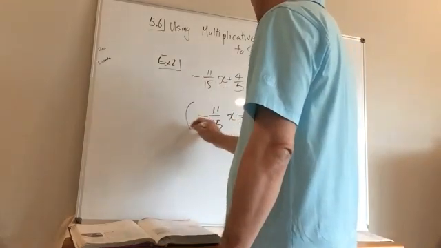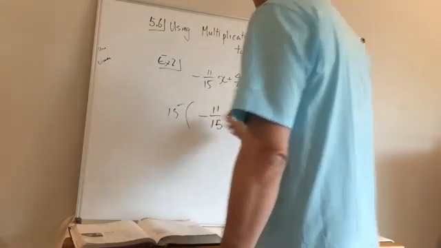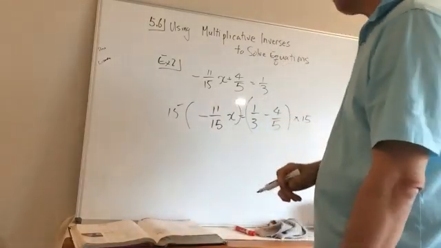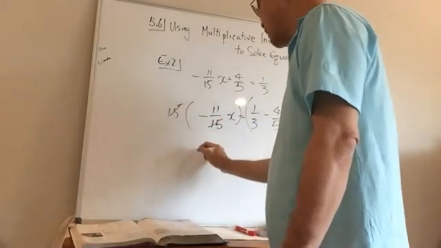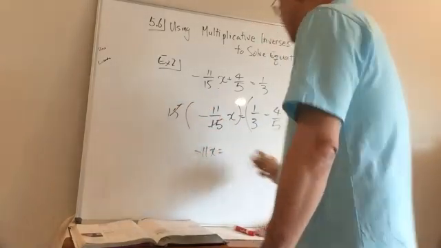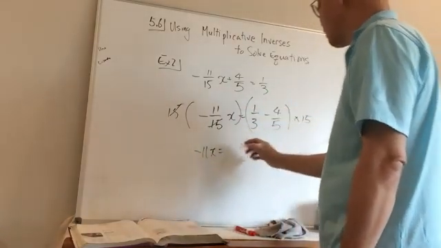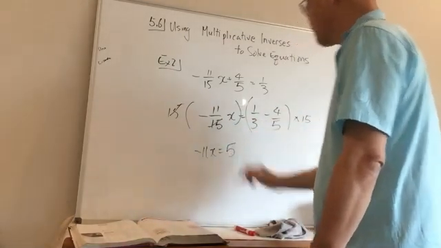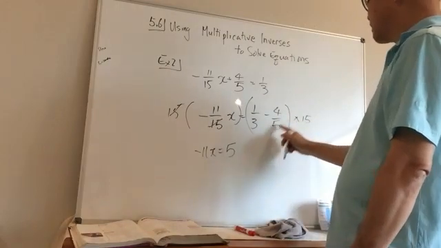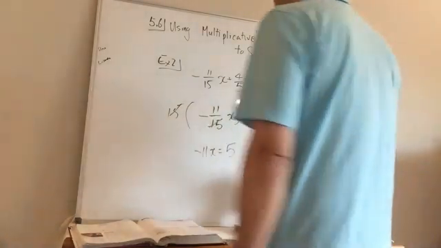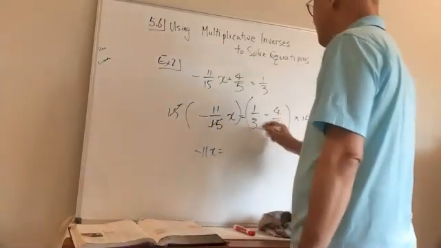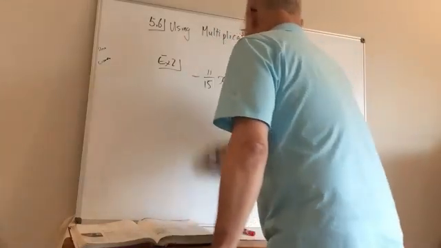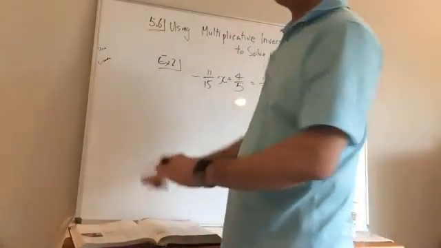Okay, so I'm going to multiply this side by 15, and I'm going to multiply the other side by 15, which is the common denominator. Now this 15 cancels out, I get negative 11x. Over here, I do the 15 in here, I get 15 times 1/3, which is 5. Okay, so this is a little complicated. Let's go ahead and start from here.